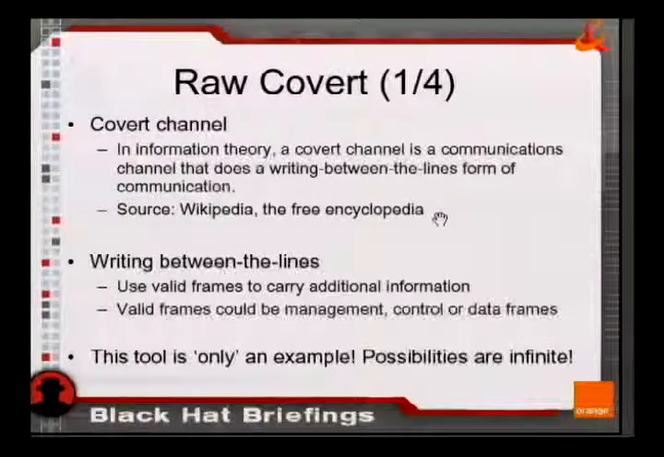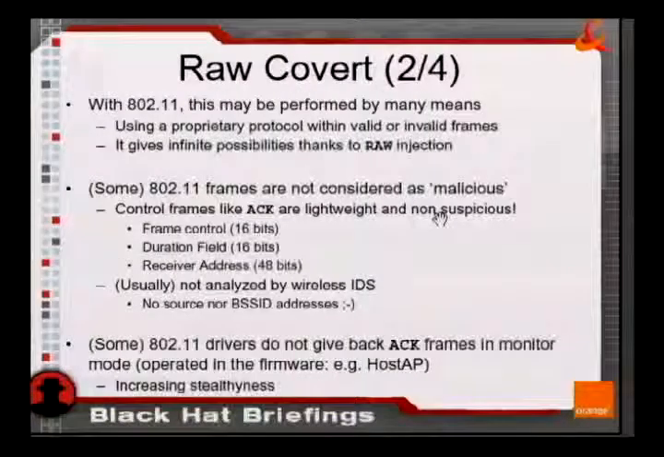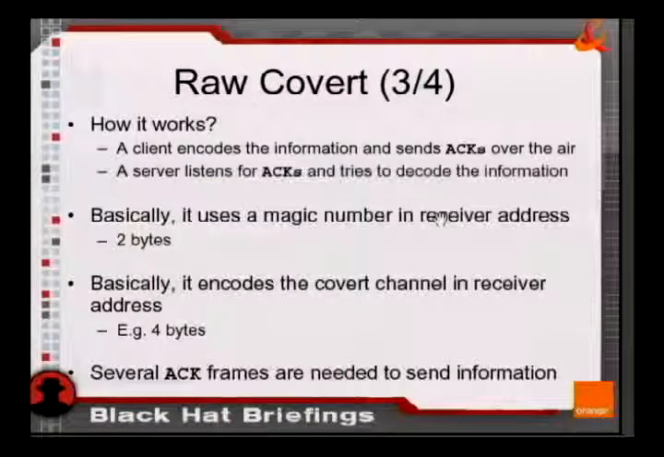The ACK frames are very difficult to detect. Usually, because it's very low-level Wi-Fi frames, people won't look at those frames. And so the covert channel will be very difficult to spot. The ACK frames don't have a source address, and we are using the destination address to encode information about our covert channel.